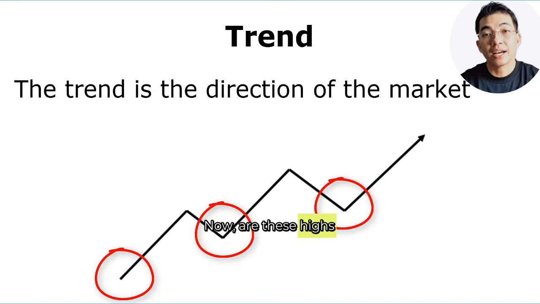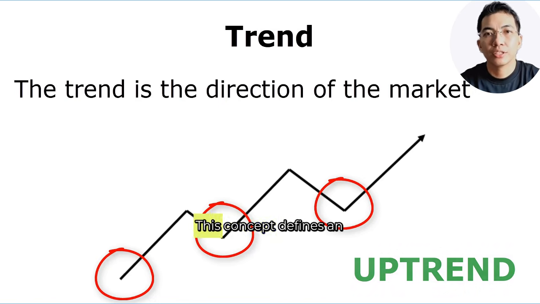Now, are these highs and lows growing? Yes, the second low has a higher price than the first one, and the third low has a higher price than the second one. The same thing for the highs. So you can say that the price is not going up as a straight line, but overall, the price is going up because new highs and new lows are higher than the previous ones. This concept defines an uptrend.